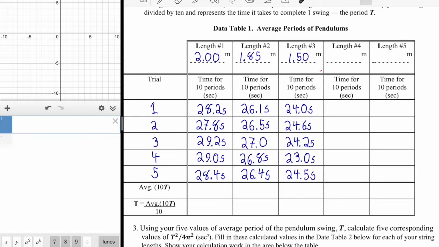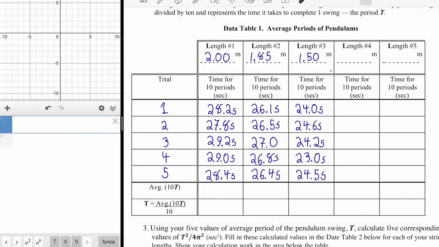Okay, so taking a look at this, you can see that the lengths that I chose are 2 meters, so about 6 feet, 1.85 meters, and 1.5. These two are kind of close to each other, but regardless, that's fine. Just do the best you can. Now, here are the 5 trials. You're literally just going to write those numbers there, just identify the trials. Now, here is the actual data.